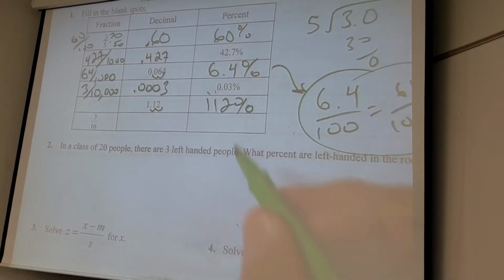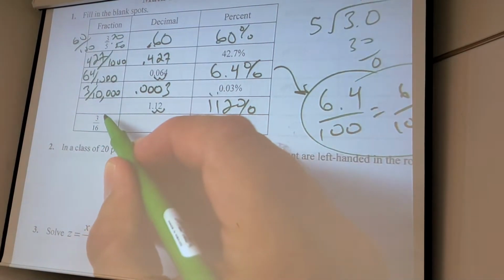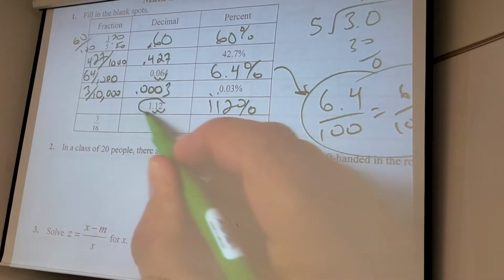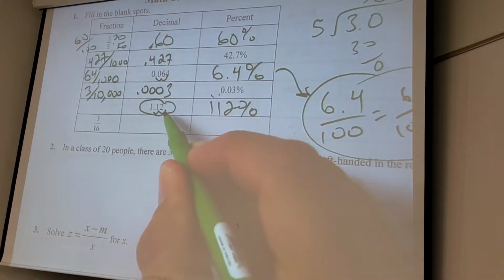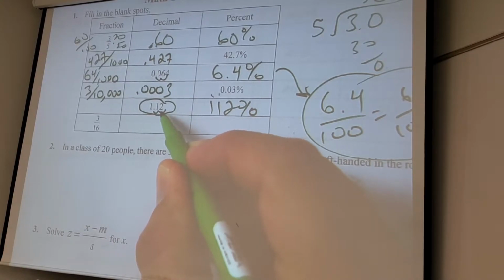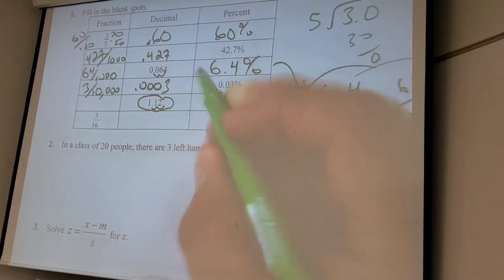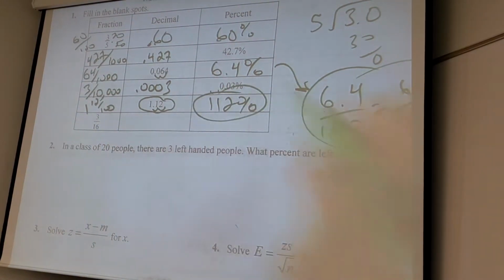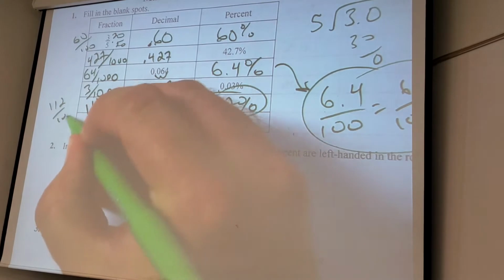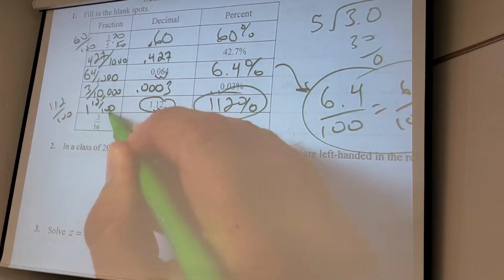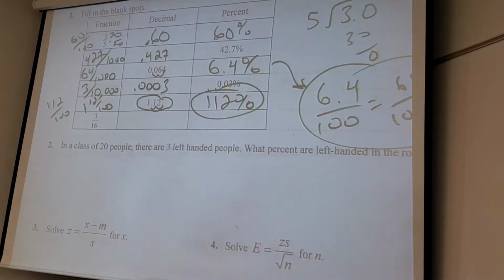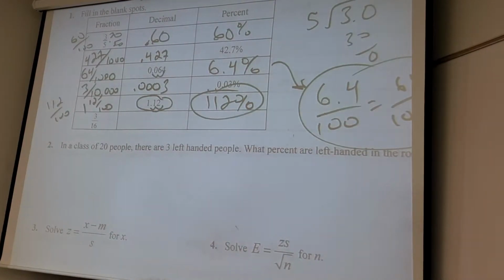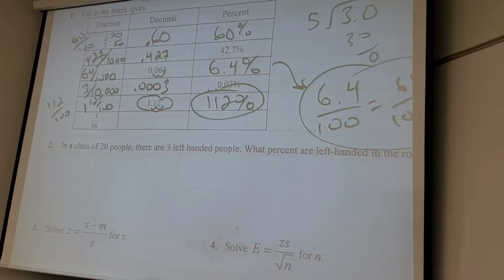And what is this as a fraction? There's two ways to do this. What is this as a fraction? 1 and 12 hundredths. I love it. What is this as a fraction? 112 over 100. These are the same thing. How do I make 1 and 12 hundredths become an improper fraction? 100 times 1 plus 12 is 112. Beautiful. So they're the same thing. I like it.